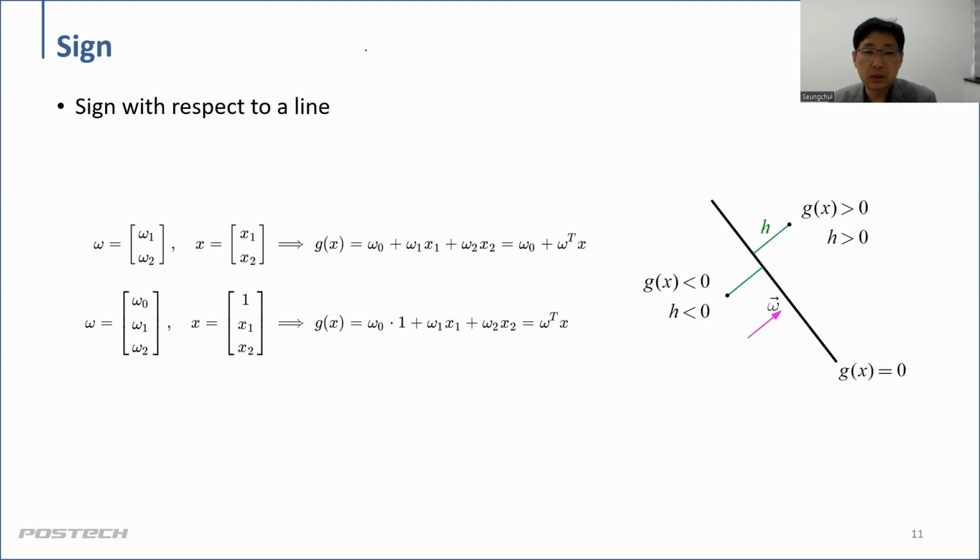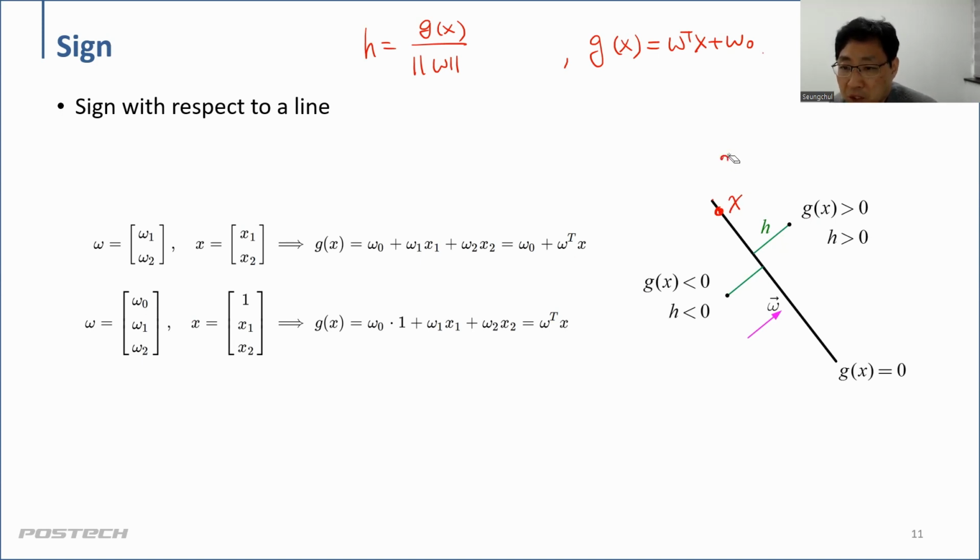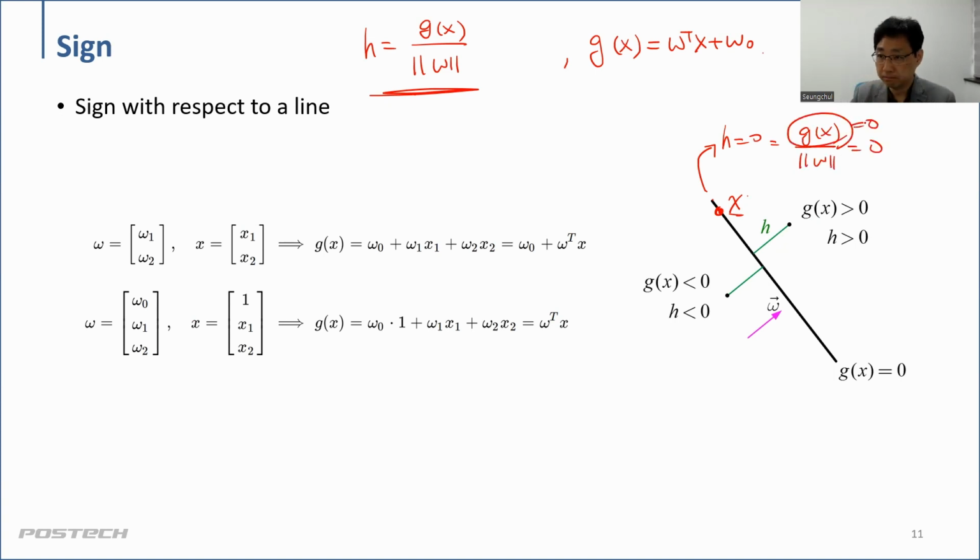So we know that h is now g of x divided by the norm of omega, and we know g of x is omega transpose x plus omega naught. And think about x like here. We know that in this case, h is zero, right? For that case, let me plug into this formula. We know that x is here, then h is g of x divided by the norm of omega, but here it is 0 because we know that g of x is 0.